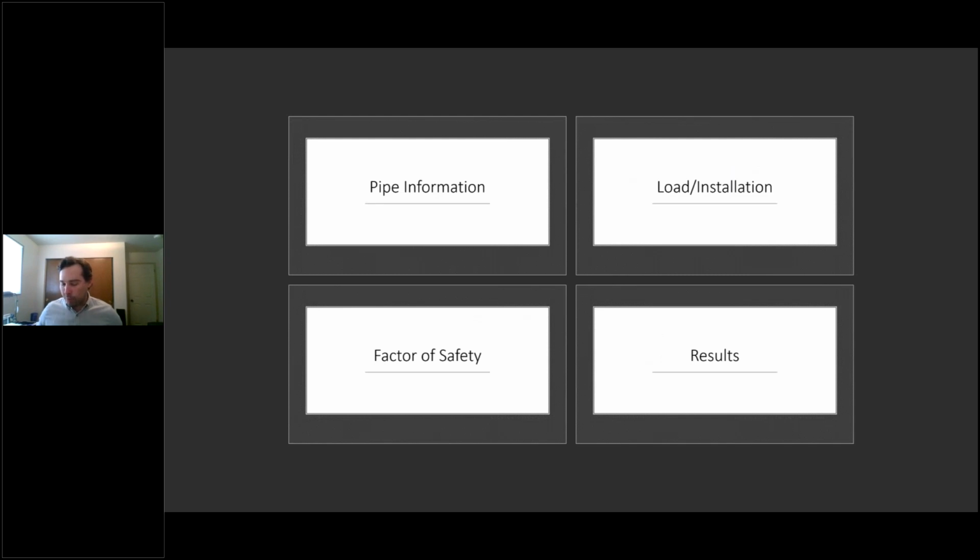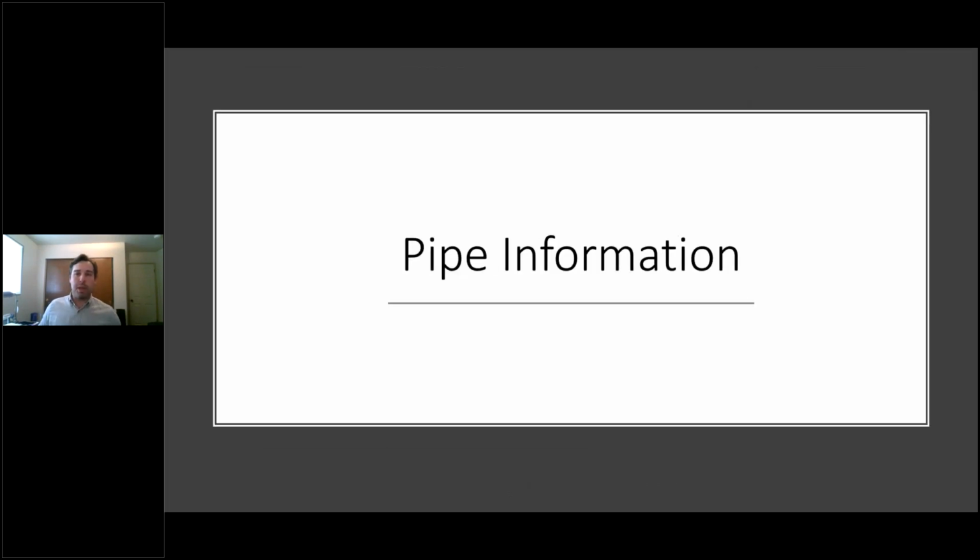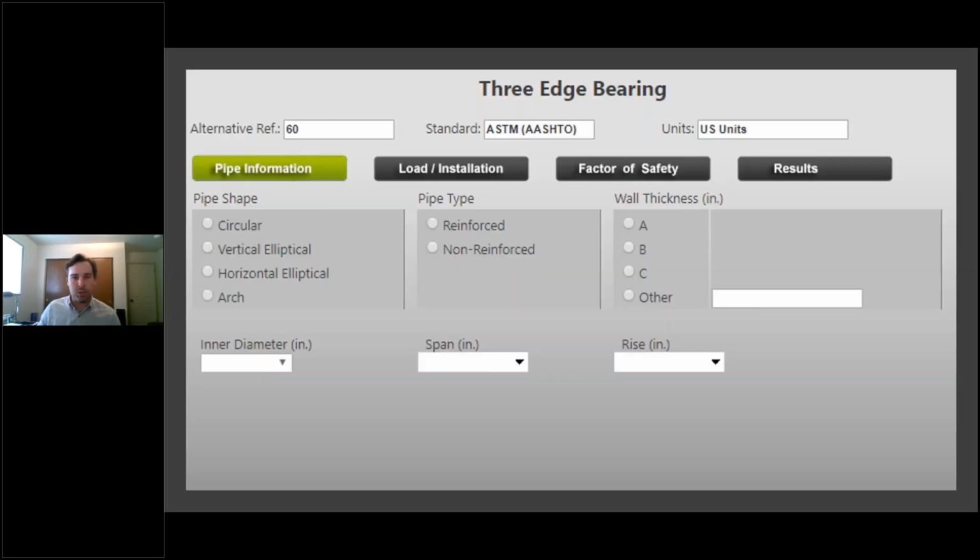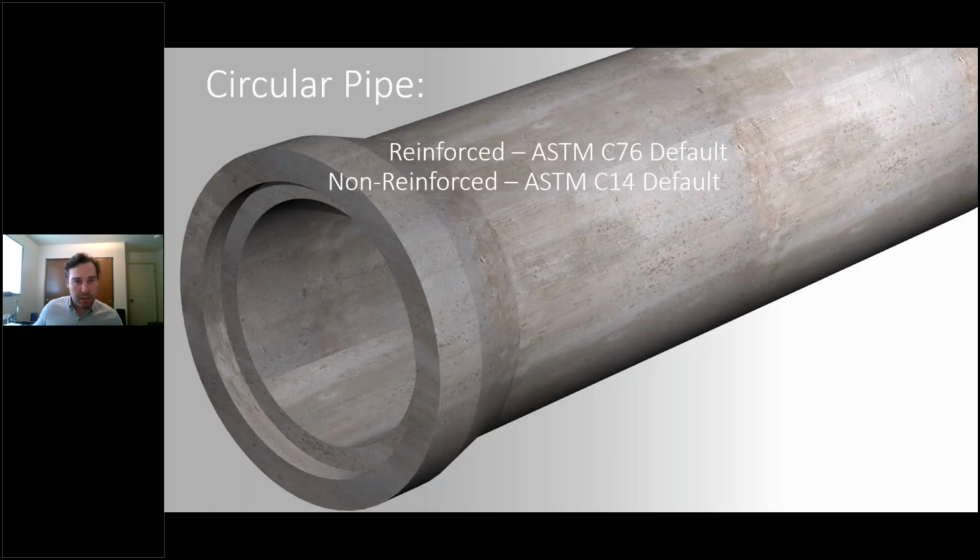Okay, so for the actual program itself, we have 4 different tabs that we rely on. Our pipe information, our load and installation criteria and more project specifics, the factor of safety for our deload tests, and our results. So starting with pipe information, this is what the actual application looks like. You have several different options for pipe shape, pipe type, wall thicknesses, and then inner diameter, which is based on your hydraulic results. So the most common is our circular pipe, which is a typical round pipe.